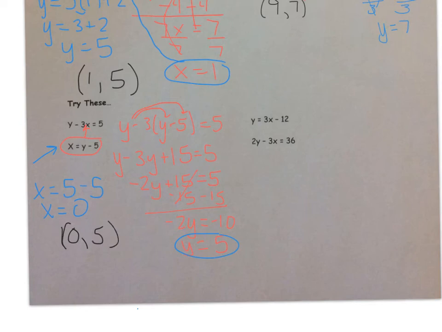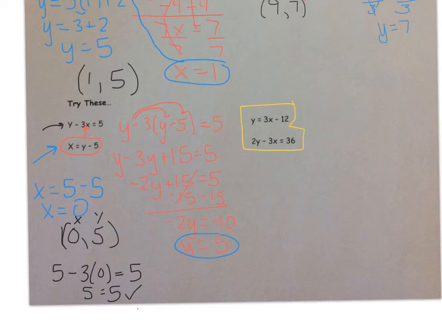Okay, if you want to check it, let's put it right in here. Put it into the other one. Okay, so remember, this is your x, this is your y. Okay, so 5 minus 3 times 0 equals 5. Oh, yeah, 5 equals 5. Check, check. Okay, hey, this one, let's look at tomorrow. Do it now, and we'll look at it tomorrow. We're not done, though. We're going to move on to the next step.